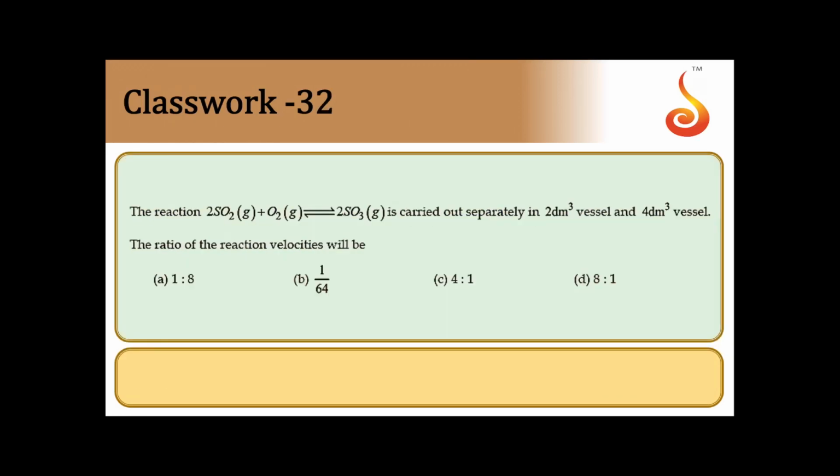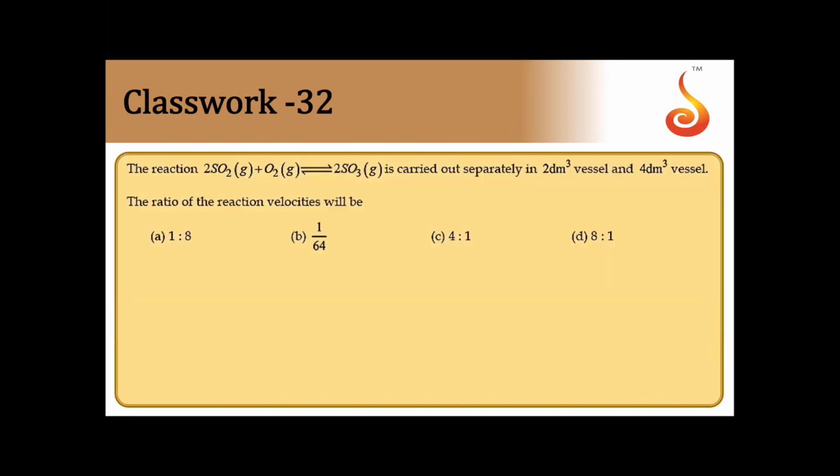Next one, 32. The reaction 2SO2 + O2 giving rise to 2SO3 is carried out separately in a 2 liter vessel and a 4 liter vessel. The ratio of reaction velocities. Here volume has been doubled. When volume is doubled, concentration becomes half.